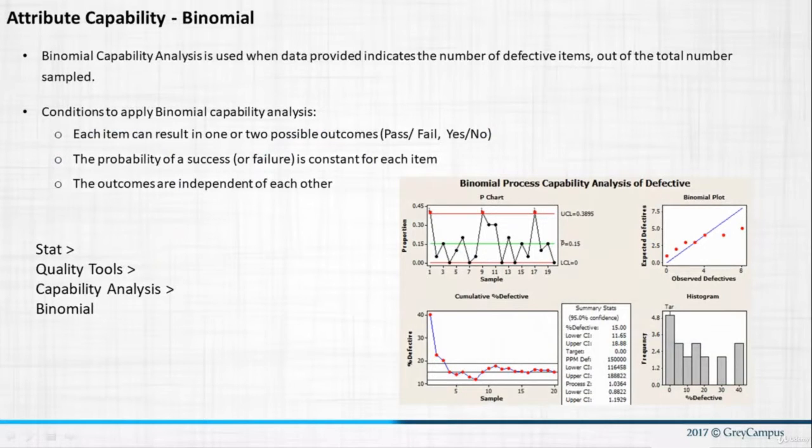One of the distributions that we can use for attribute capability is binomial. You can see here how we get that binomial on the left of the slide using Minitab. The output of that Minitab function is on the right. We are using a P chart to do this.